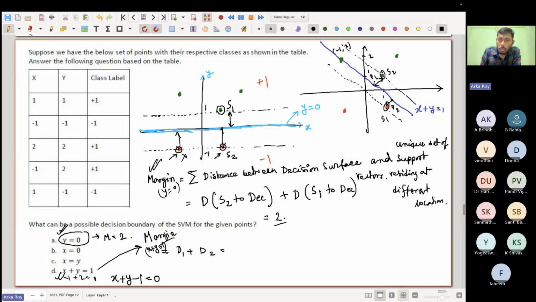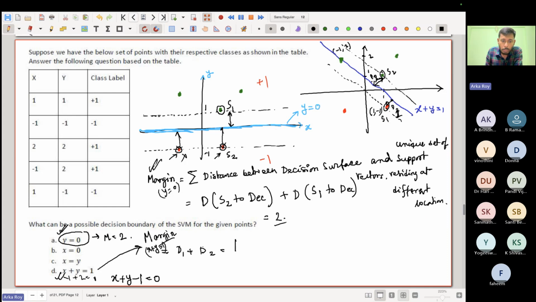So now to calculate the margin, we have to calculate the perpendicular distance from S2 to this decision boundary and from S1 to this decision boundary, which are, let's say, D2 and D1. Therefore, we have to calculate D1 plus D2 to get the margin. So how to calculate D1? While calculating D1, the location is 1 comma minus 1.